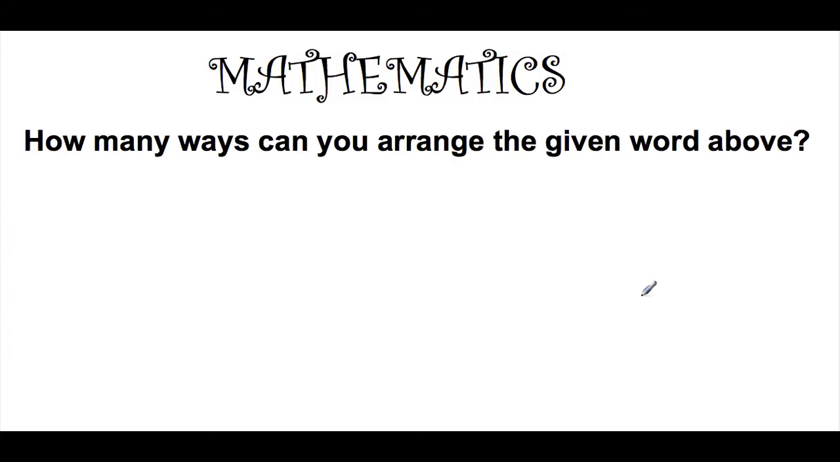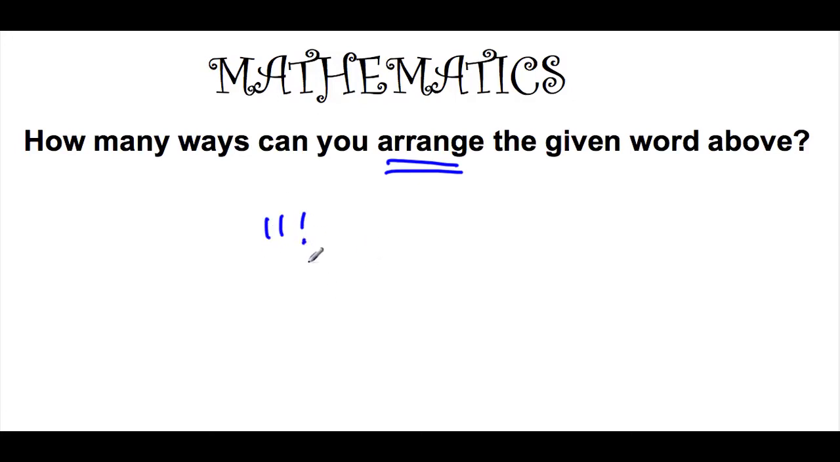Alright, how about this one? How many ways can you arrange the given words? You see the word arrange? It implies permutation, but let's think about this one for a second. How many letters do we have? 1, 2, 3, 4, 5, 6, 7, 8, 9, 10, 11. So, you know what? Our answer would have been 11 factorial.